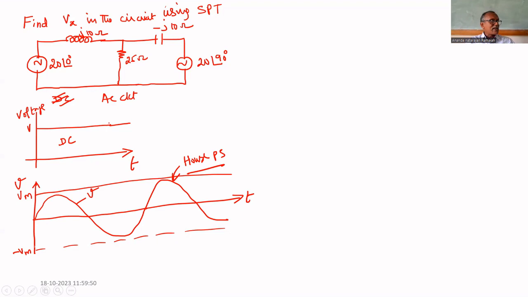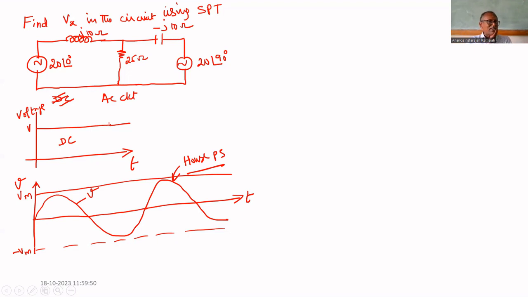If a device is static and it does something, its efficiency will be higher. Transformer efficiency may be 99%. No other device will have that much efficiency. Above 90% efficiency, no mechanical device will have that. So easily it can be stepped up and stepped down. That is one of the reasons why we are using AC.